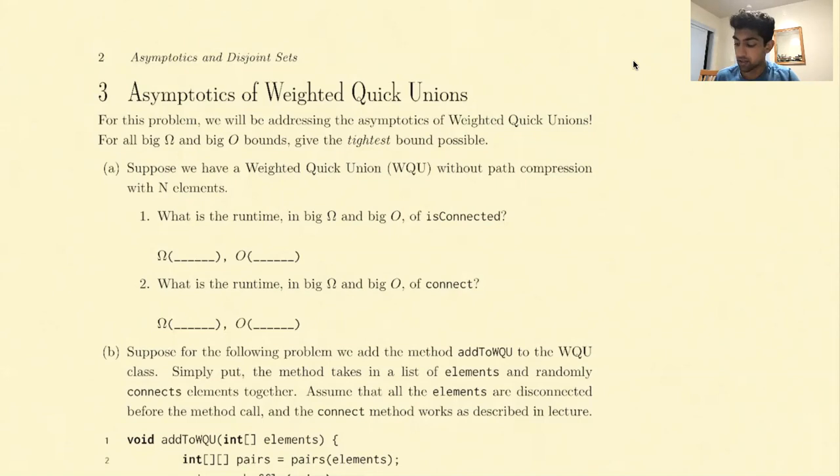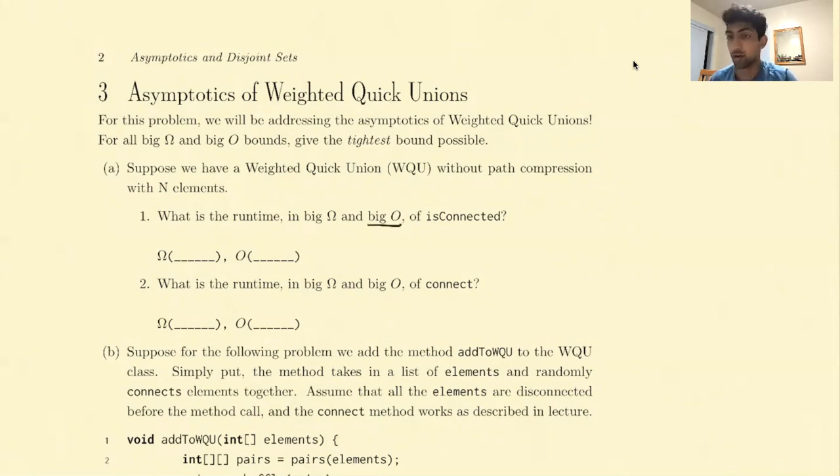Okay, so the first question states, suppose we have a weighted quick union without path compression with n elements. What is the runtime in big omega and big O of is connected? What is the runtime in big omega and big O of connect? This is a really good example of trying to figure out tight big omega and big O bounds. So let's try to approach it first with the big O case for is connected.